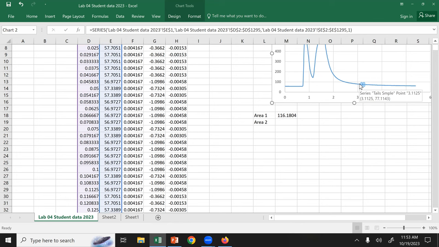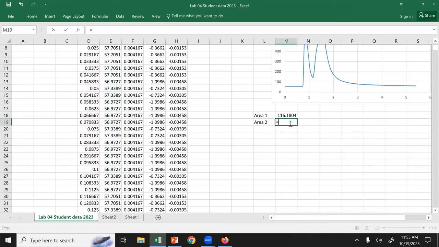So don't click on it to select just one data point. Just hover your mouse over it, at least for this version. To call that 3.1125 minutes. So equals sum.